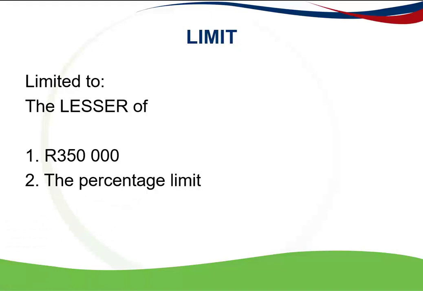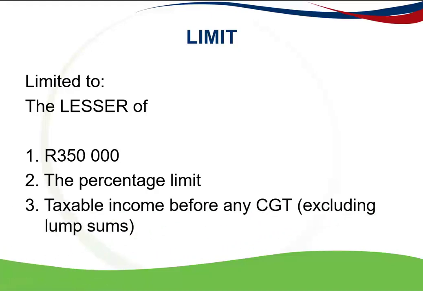Secondly, the second part of the limitation is the percentage limit, and we'll have a look at that. And then thirdly, and this is what a lot of students forget to include in their limitation calculation, because it came in later, and if you're using an old textbook, it won't be in that textbook, the taxable income before any capital gains tax, and also excluding lump sums. So it excludes capital gains tax and excludes lump sums. Okay, so the person can deduct of their total contributions the lesser of these 3 limitations.